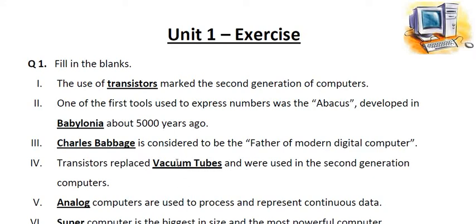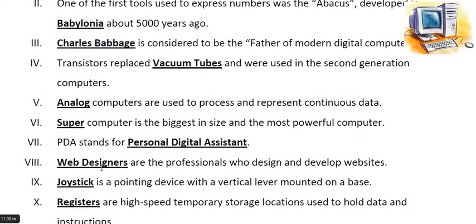So in the first generation vacuum tubes were used, and then in the second generation computers transistors were used. Fifth fill in the blank is analog computers are used to process and represent continuous data. So continuous data can be represented by analog computers. Sixth fill in the blank is supercomputer is the biggest in size and the most powerful computer.